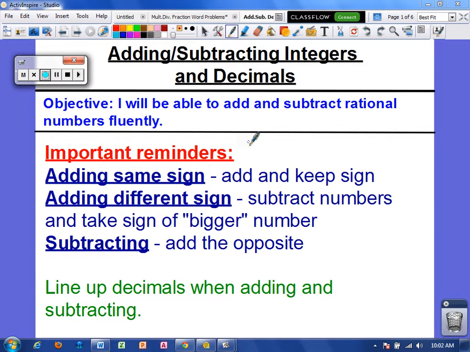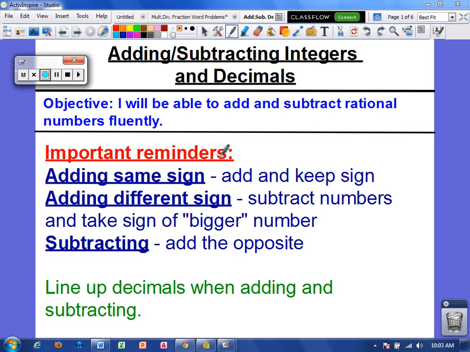decimals. So let's review. Whenever we add numbers that have the same sign, we simply add them together and just keep the sign. So that means if we're adding negatives together, we add like normal and make our answer negative. Same thing for positives. If we're adding with a different sign, such as a positive plus a negative, or a negative plus a positive, we just subtract the numbers, find their difference, and take the sign of the bigger number. And then if we subtract, we just add the opposite.